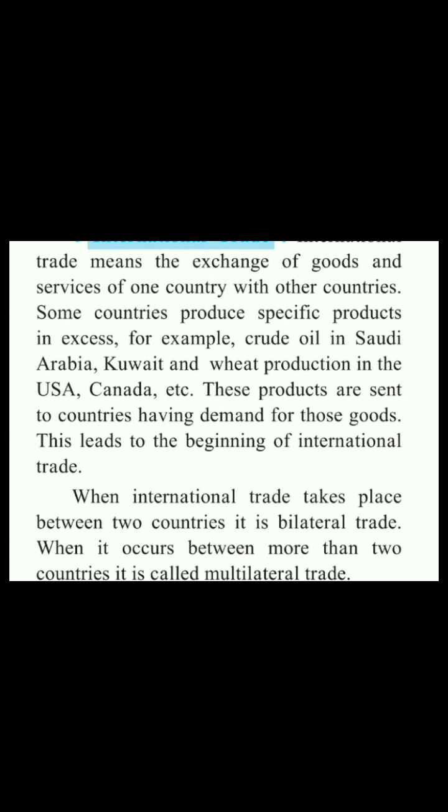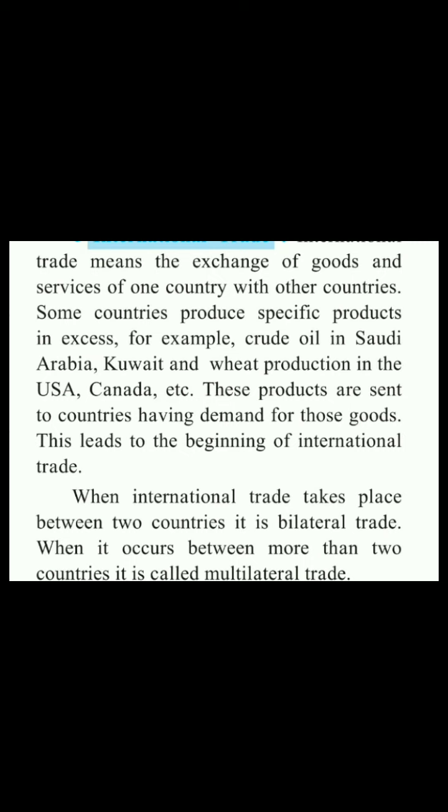Some countries produce specific products in excess. For example, crude oil in Saudi Arabia and Kuwait, and wheat production in USA and Canada, etc. As these countries produce certain things in excess, they will be selling these things. These products are sent to countries having demand for these goods. This leads to the beginning of international trade. India, for example, produces rice on a large scale, tea on a large scale. So India will be exporting these things which it has in excess to other countries. So this is the beginning of international trade.